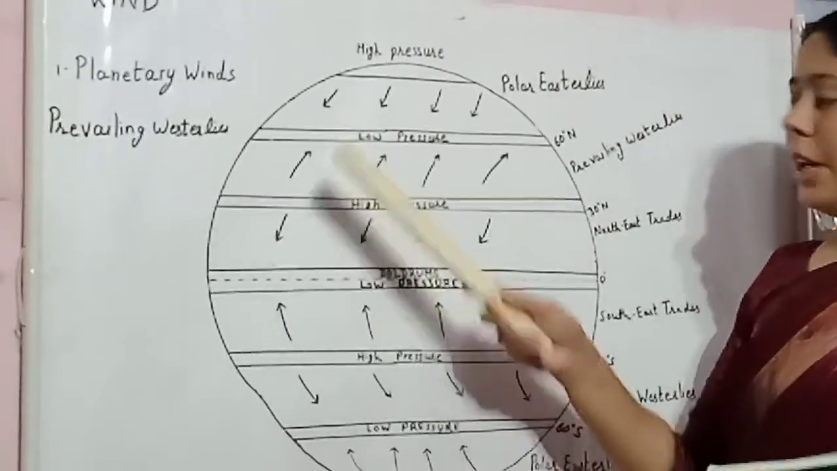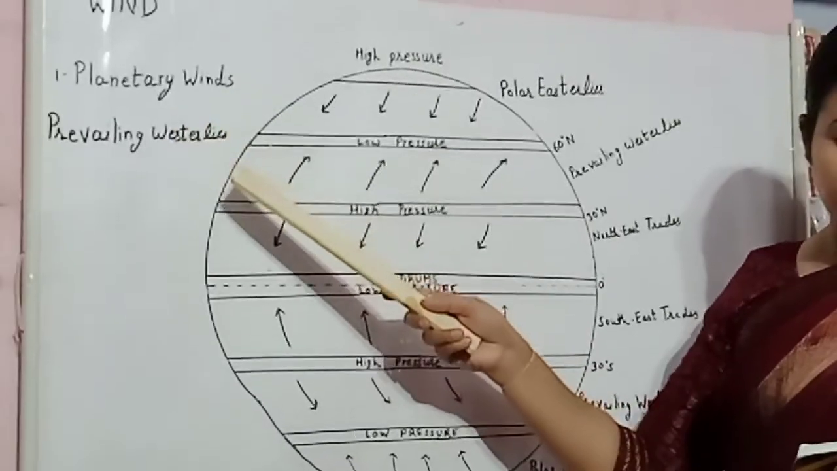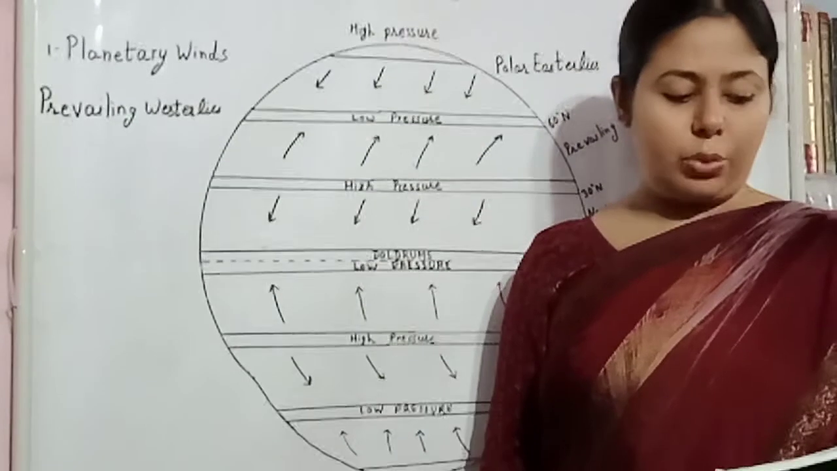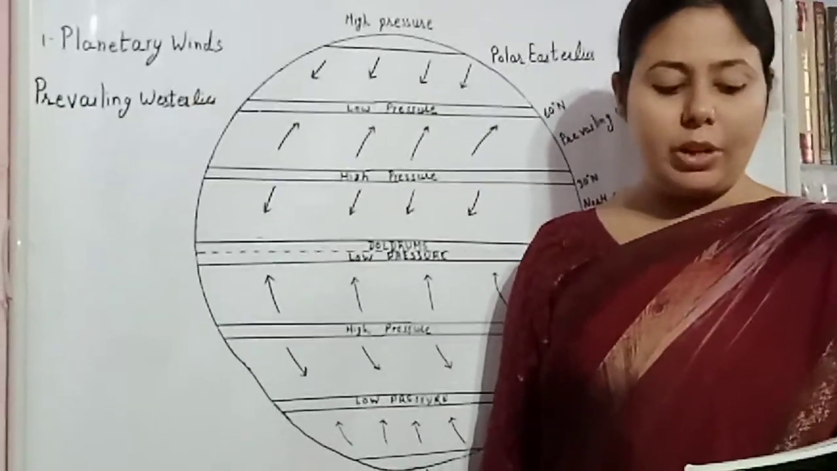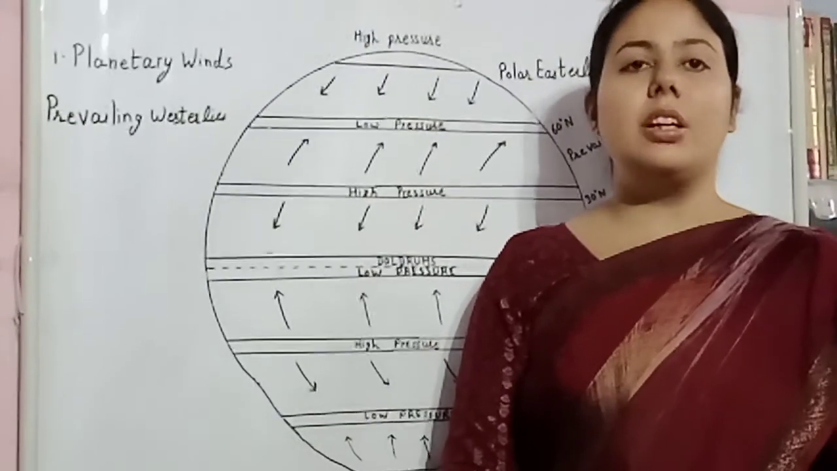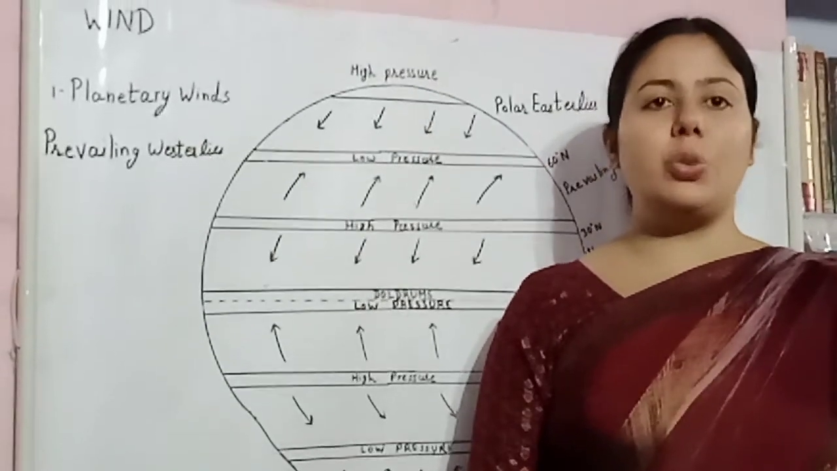All the above mentioned planetary wind belts of the earth shift slightly northward or southward following the apparent movement of the sun. So students, it's all for today.